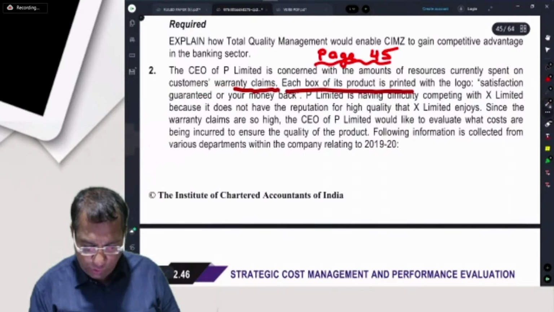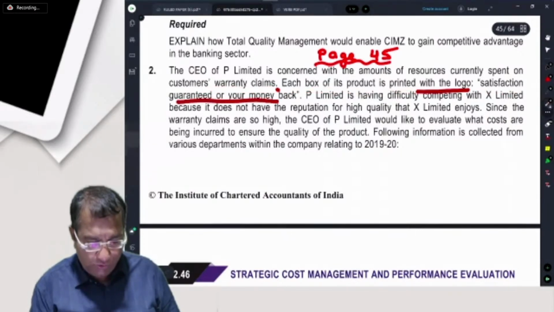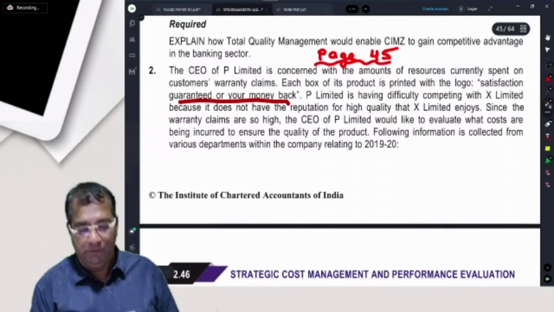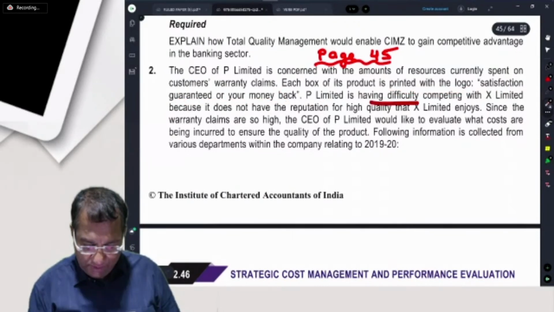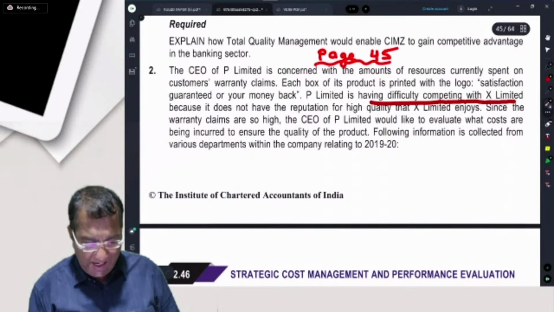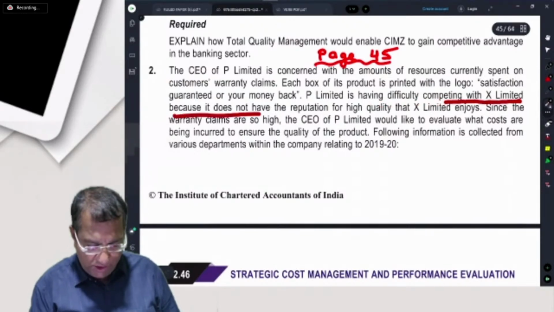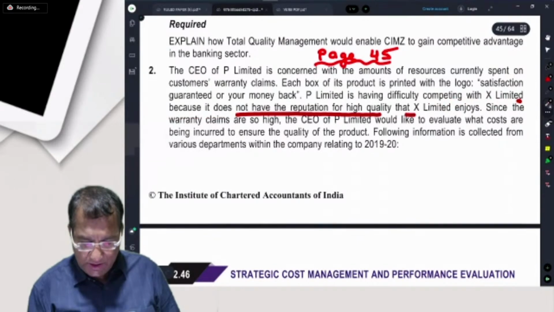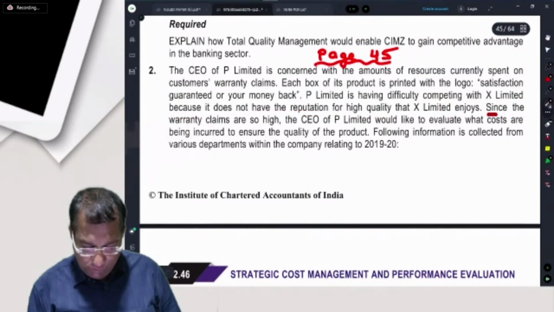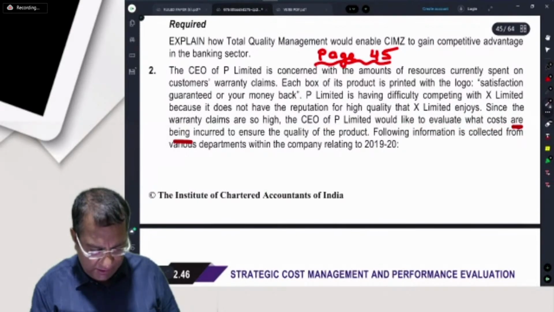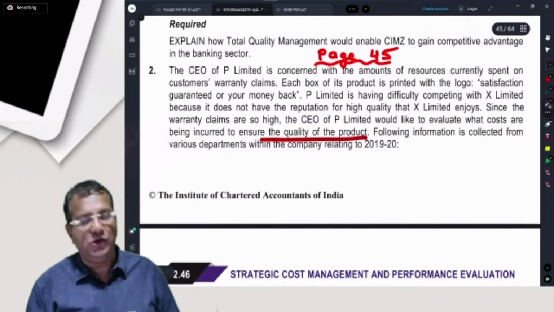Each box of its product is printed with the logo, satisfaction guaranteed or your money back. The company is having difficulty competing with X Limited because it doesn't have the reputation of high quality that our competitor X Limited enjoys. Since the warranty costs are so high, the CEO of our company would like to evaluate what costs are being incurred to ensure the quality of the product.